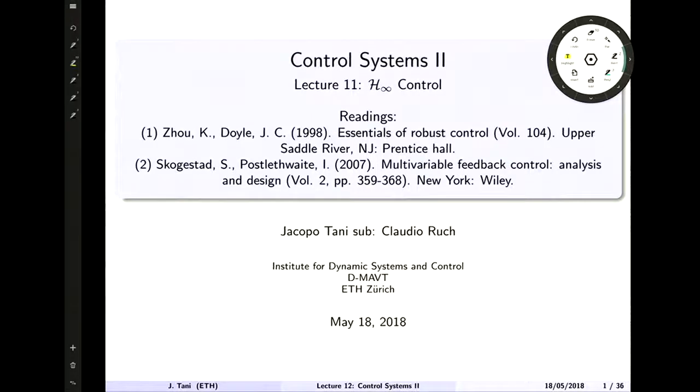Okay, so I'm Claudio Ruch. I'm a doctoral student at ETH, and I will substitute Jacopo this and next week. So you'll have lecture with me two times now. And just a short introduction, if you later come to our institute for a project, if you work on the go-kart, the autonomous go-kart, you will be in contact with Jacopo or Andrea or Julian.